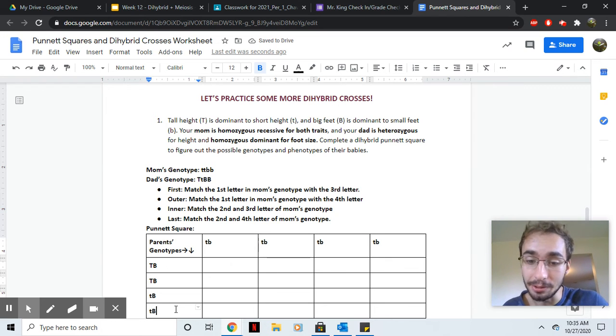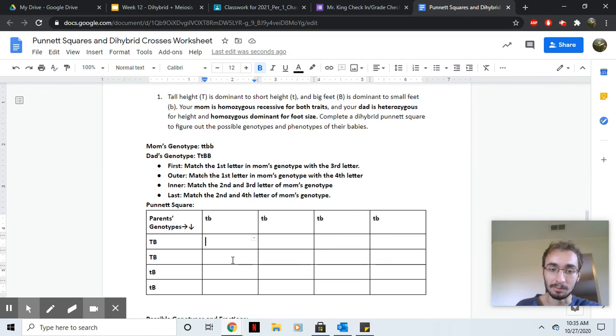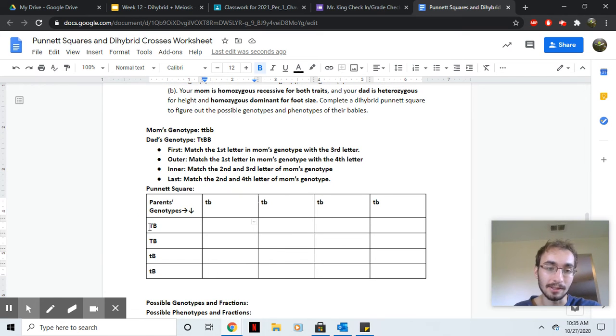So here is how you do it. Remember, just like the Punnett square rules, these will come across. So this whole row will have this big T and this big B. This whole row will have this little t and this big B. And then the moms will all come down. So here is the first row. I usually do the capitals first. We'll get this dad's big T and then this mom's little t. We'll get this dad's big feet gene and this mom's little feet gene.